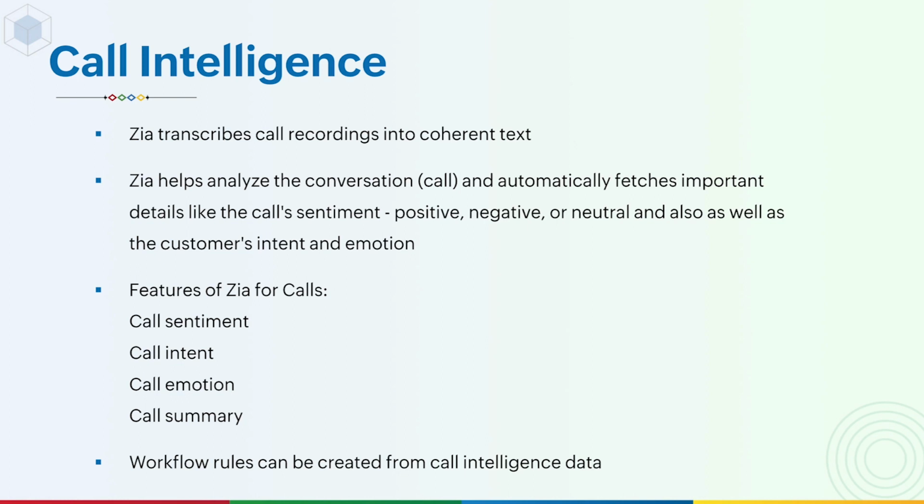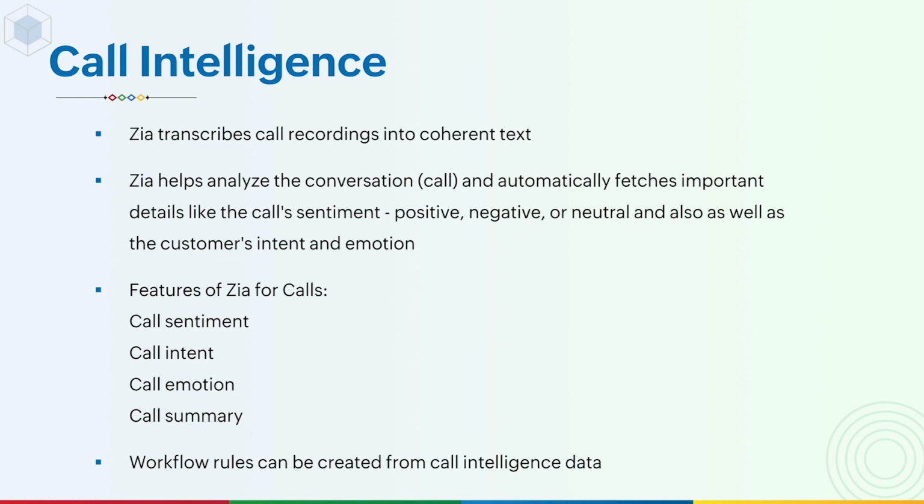Zia provides the option to transcribe call recordings into coherent text. Along with the transcription feature, Zia can help analyze the conversation and automatically fetch important details. In fact, without even having to read the entire conversation, one can determine the call's sentiment, positive, negative, or neutral, as well as the customer's intent and emotion. Additionally, Zia also provides a one-line summary of the whole conversation. Zia for calls consists of the following features: call sentiment, call intent, call emotion, call summary. By now you've guessed it right.